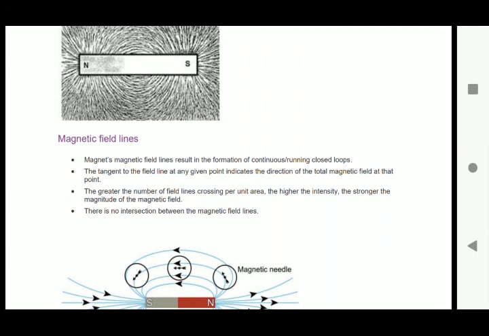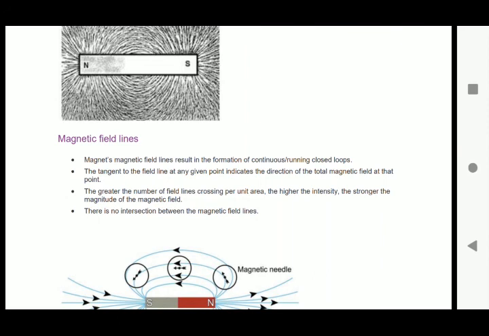This is because the resultant force on a north pole at any point on a magnetic line of force can be only in one direction. If, however, two magnetic lines of force intersected each other, it would mean that at the point of intersection, the compass needle would point in two directions at the same time, which is not possible.